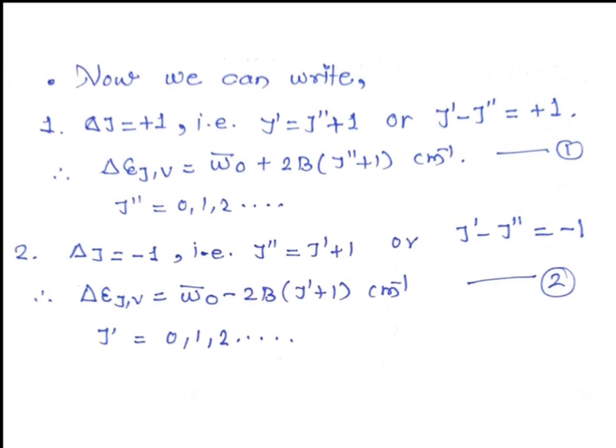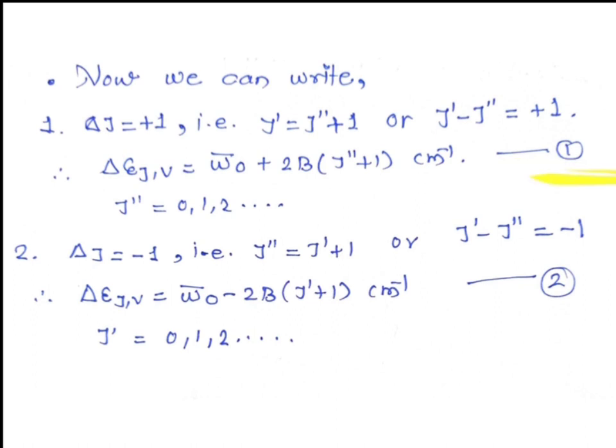Okay, so just transfer this J prime to the right side and find the equation. You will get J double prime is equal to J prime plus 1, and the energy of the P branch can be calculated by using the equation omega bar 0 minus twice B (J prime plus 1) per centimeter. Here J prime is 0, 1, 2, 3, 4, 5, 6, 7 and so on. So see what is the difference between the energy of the R branch and the energy of the P branch.